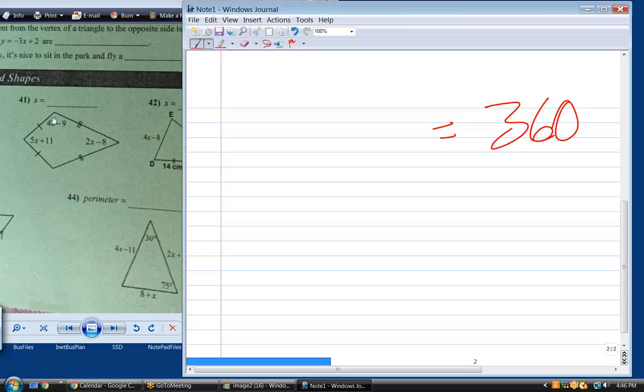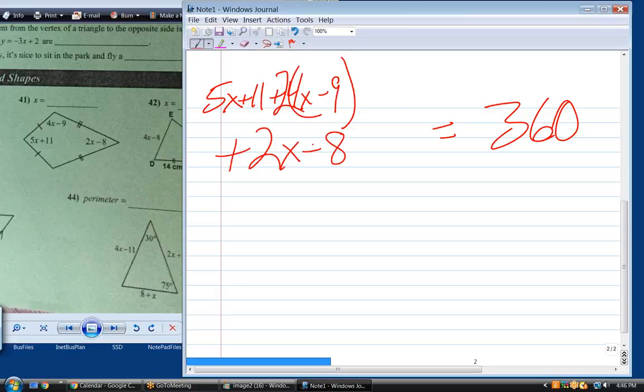There's one angle, another angle, another angle. What's this angle down here? That's 4x minus 9. Okay, so what's my equation? 5x plus 11 plus 4x minus 9 times 2 plus 2x minus 8 equals 360. That's correct.